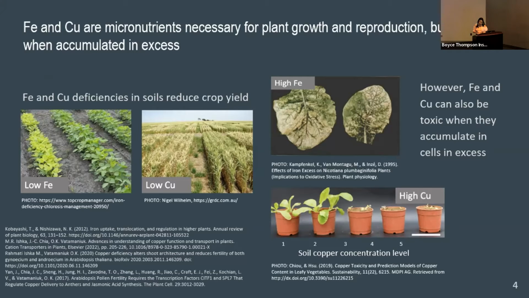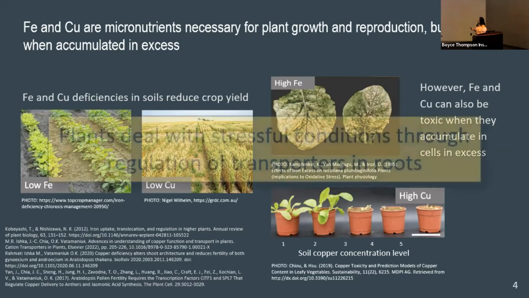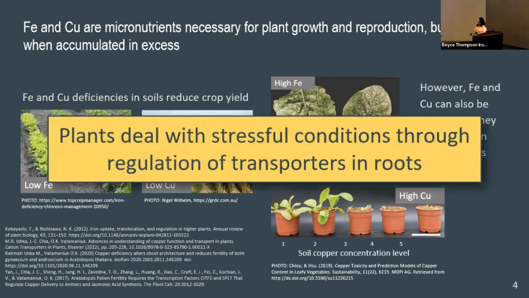So how are plants surviving in extreme copper and iron deficiency and accumulation? This means that they use regulation of expression of transporters in the roots.